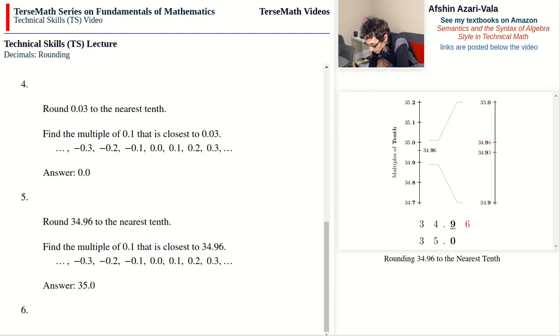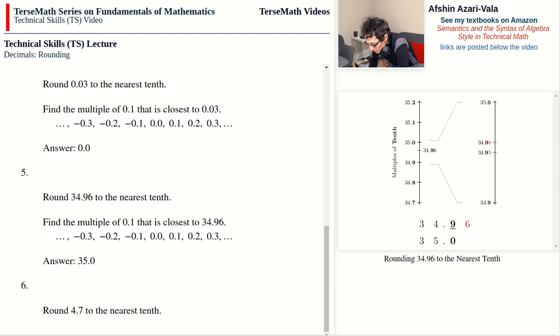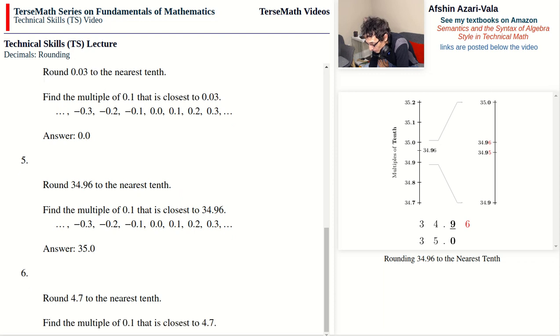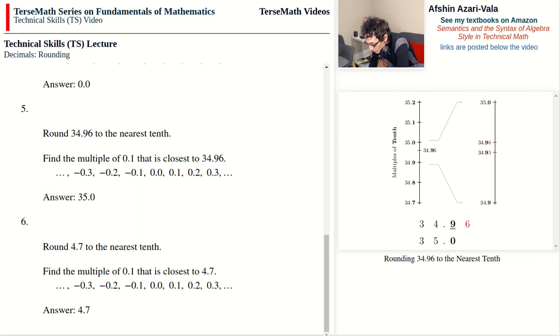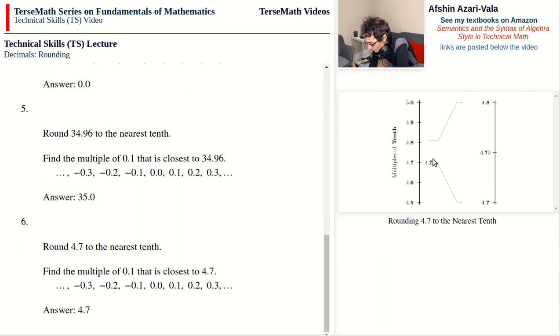Alright, next we have round 4.7 to the nearest tenth. And in this problem, as usual, we have to find the multiple of 0.1 that is closest to 4.7. And in this problem, 4.7 appears to be right on the dot. It's right on one of the multiples of a tenth. And therefore, the answer will be 4.7. The algorithm still works. If we write down 4.7, we are rounding to the nearest tenth. What follows is a 0, which we don't write down, of course. And because it's less than 5, 7 does not change. And we get 4.7.